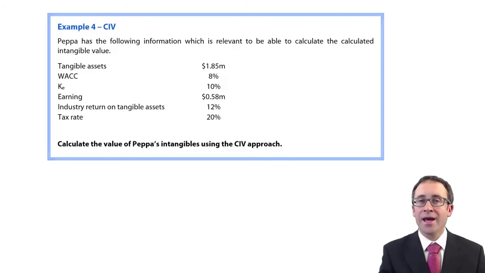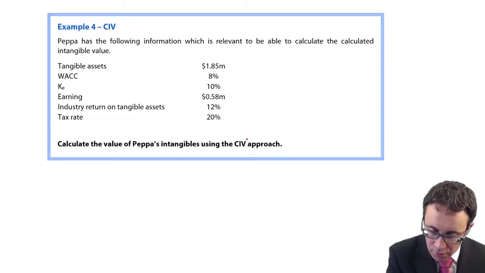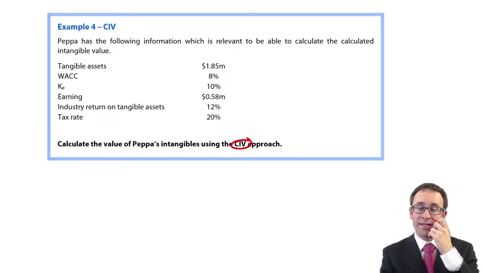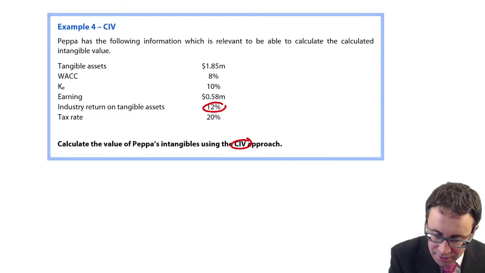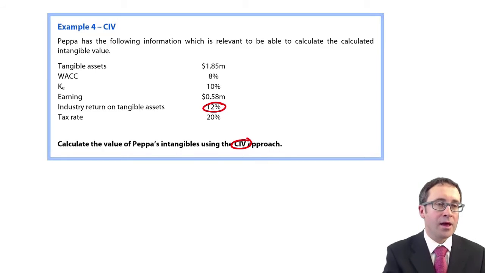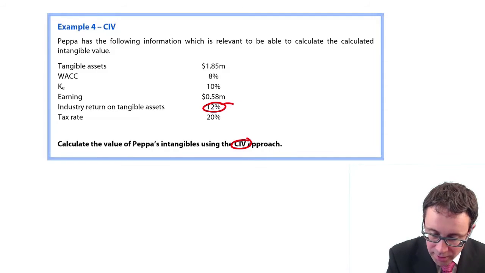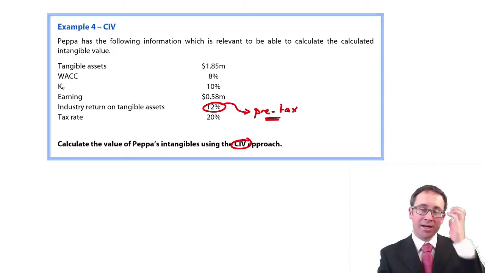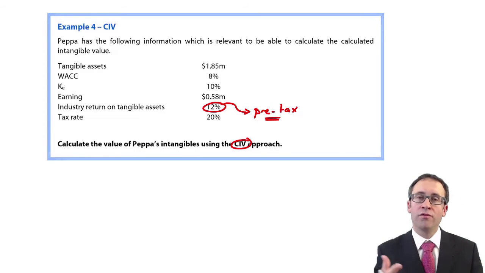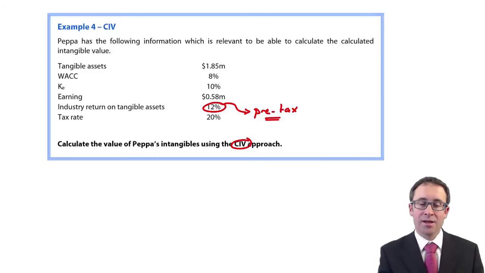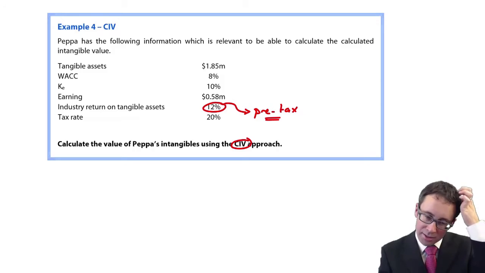So let's go through and have a look at the example. The example wants us to work out a calculated intangible value. Now, the industry return on tangible assets is 12%. We need to make the assumption, and it will always be the case, that this is a pre-tax return, because when you work out the return, you take your profits before any tax and divide that by your tangible assets.